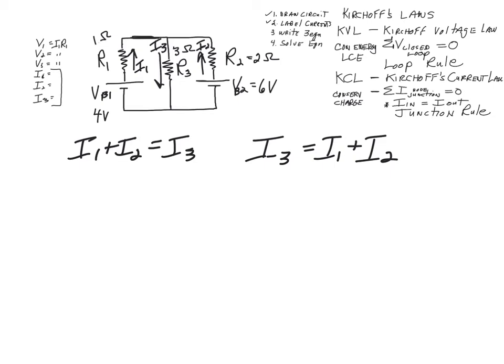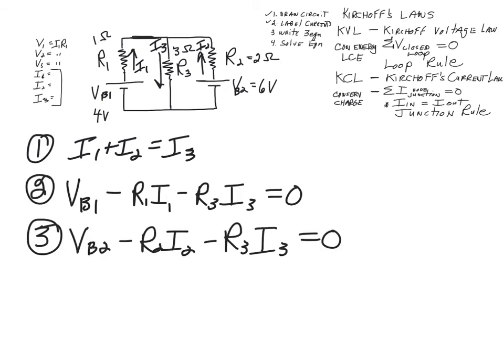So go to the loop rule, and let's pick the right-hand loop going in the direction of I2, and the left-hand loop going in the direction of I1. Go around the loop and label all the currents. Pause the video, write the 2 loop equations, and then come back. Do the best you can on your own. Don't worry about making a mistake. Just try. Okay, see how you did.